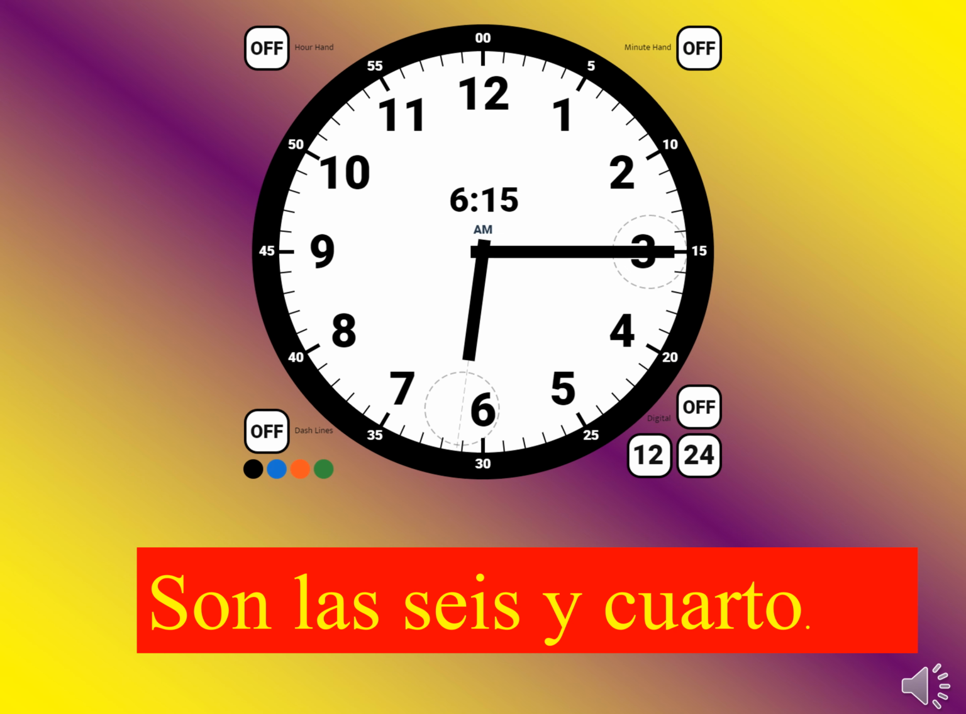Son las 6:15. A note here, be aware that cuarto is different than cuatro. Cuarto is quarter for 15 minutes, and cuatro is 4.